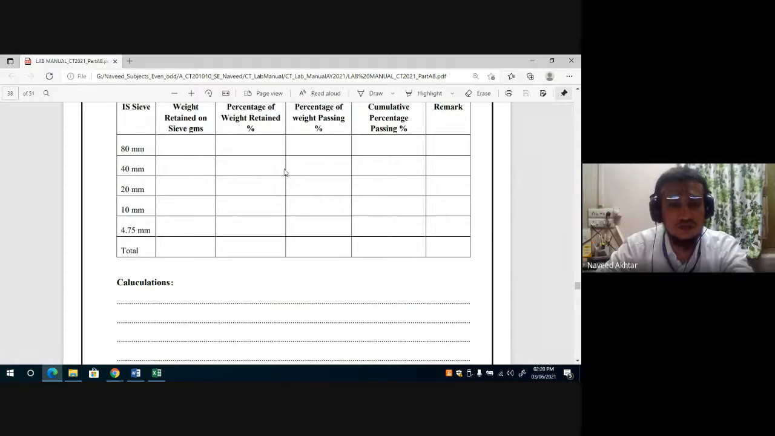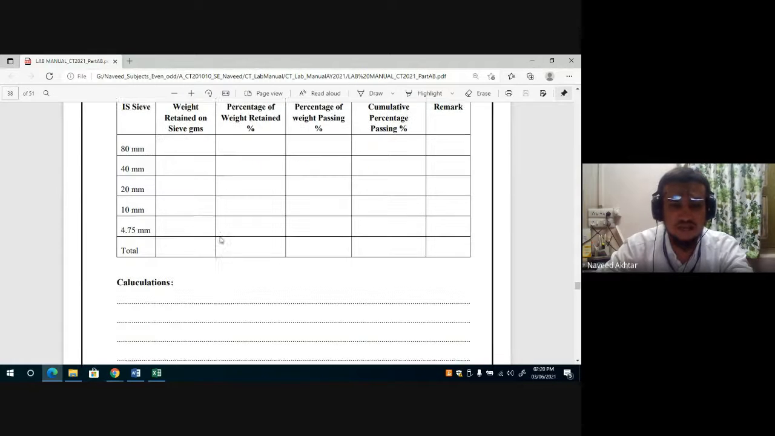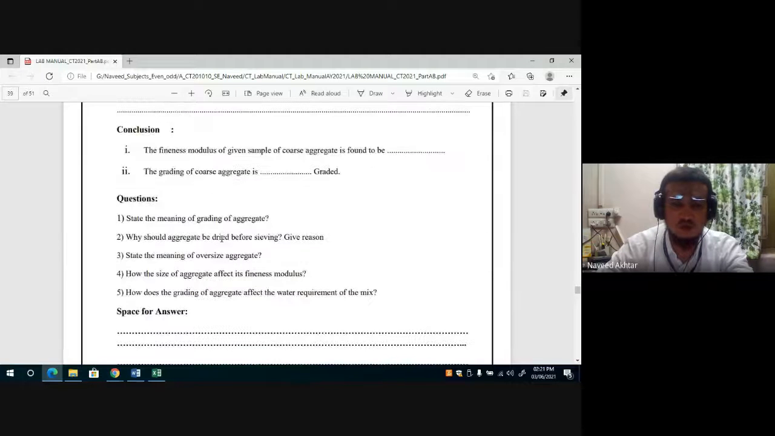And this is the observation table. After the sieving, we will fill this observation table, and then you will be able to find out the fineness modulus of coarse aggregate.